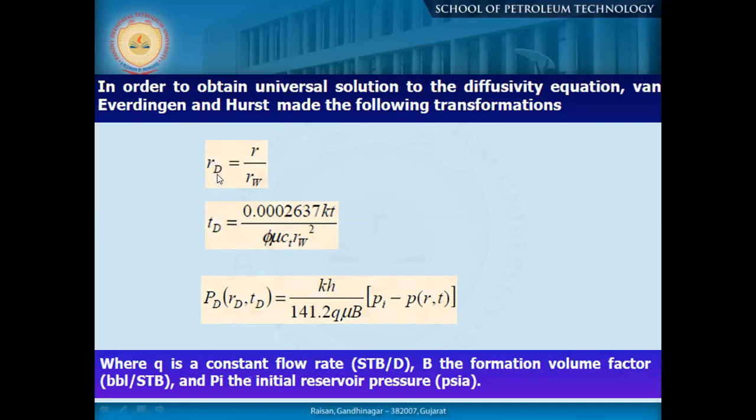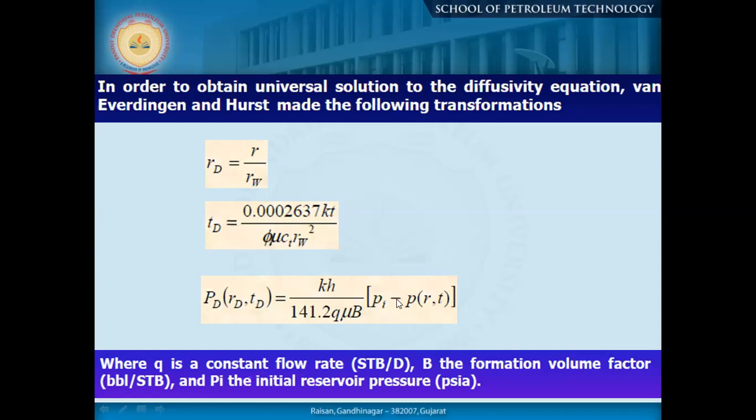So RD is the wellbore dimensionless radius, R by RW. R is your reservoir radius, any radius from your wellbore, and RW is the wellbore radius. TD is the dimensionless time, which is related to our normal T, in field units, in general hours we generally consider. And PD is the dimensionless pressure with respect to any specific radius and time.